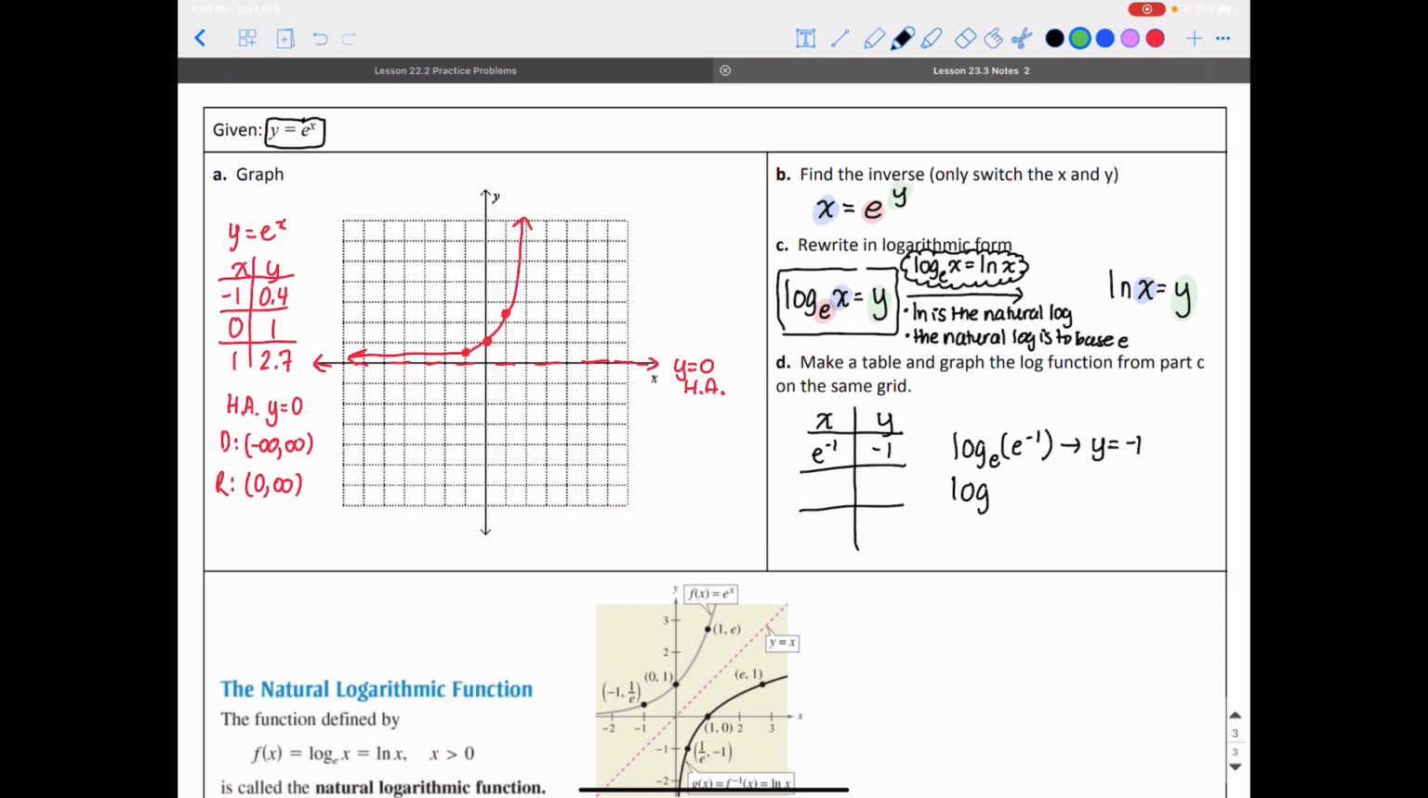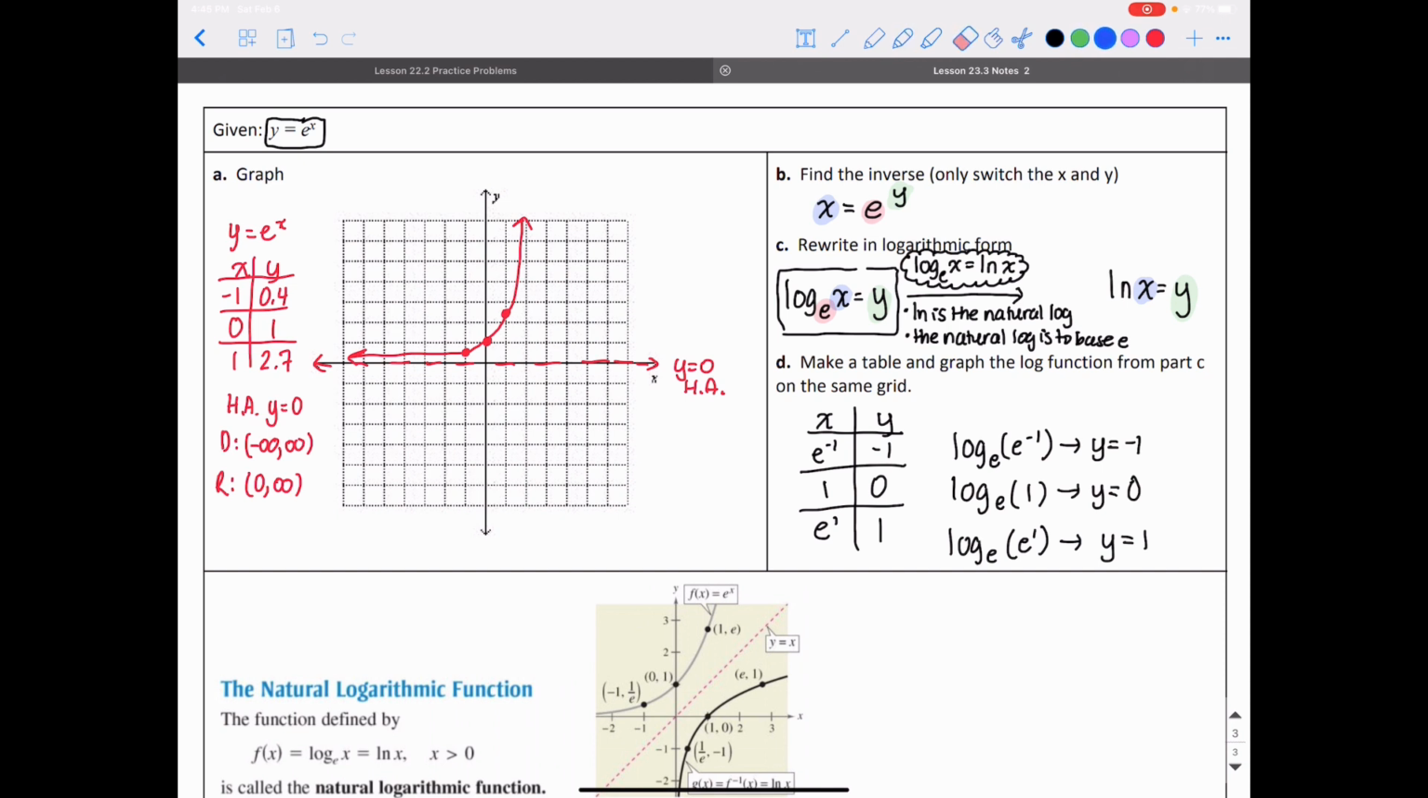If I do log base e of 1, I'm going to get y is equal to, what do I have to raise e to get 1? And that is the 0th power, so y is equal to 0. If I plug in 1 for x, I'm going to get out 0 for y. And then if I do log base e of e to the 1st power, that's going to spit out y is equal to 1. What do I have to raise e to get e to the 1st power? So if I plug in e to the 1st power, I will get out 1.